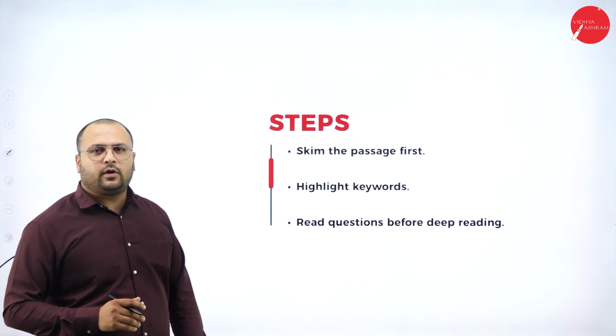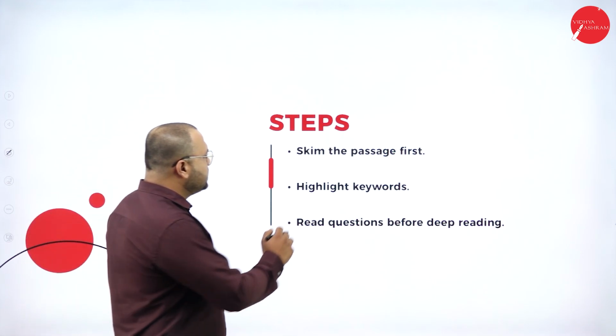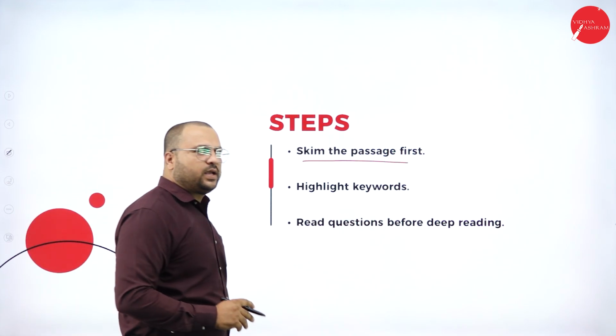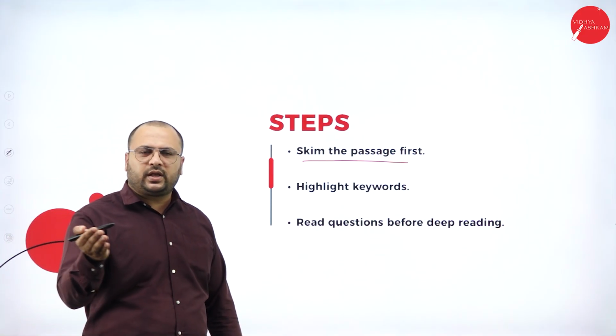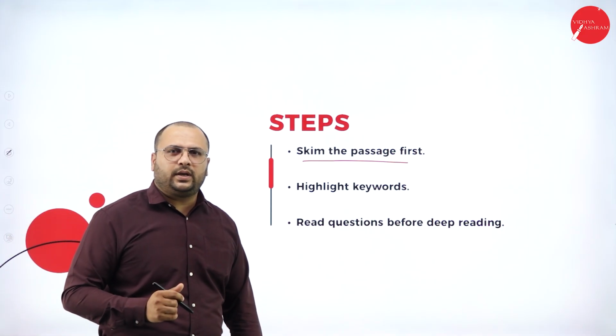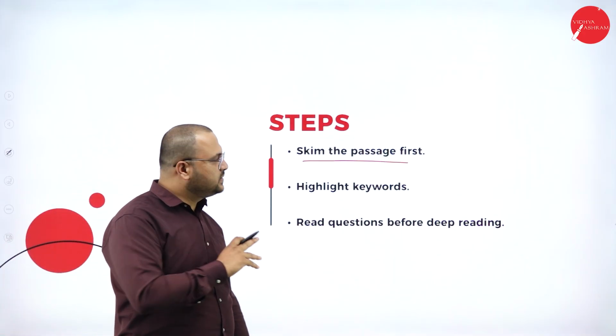What are the steps involved in reading comprehension? The first thing is to skim the passage. The given passage, you will read the passage. First you have to skim. Skim means to take the first layer. So here when you read, you have to go slow, understand what is there. That is skimming. First thing is the skim.